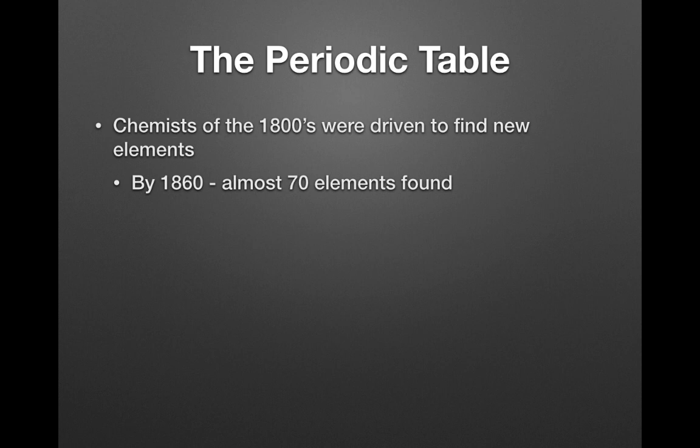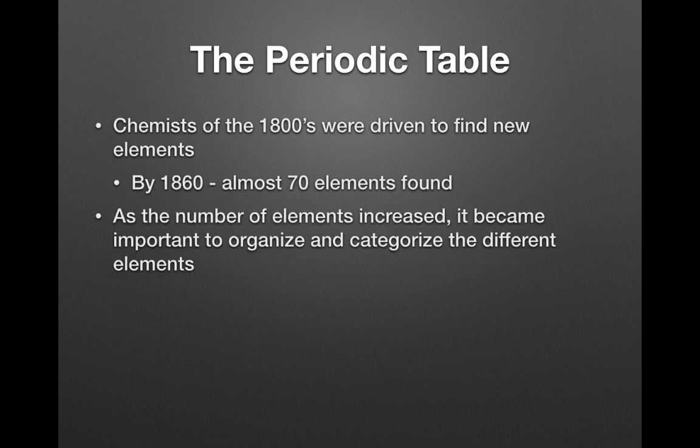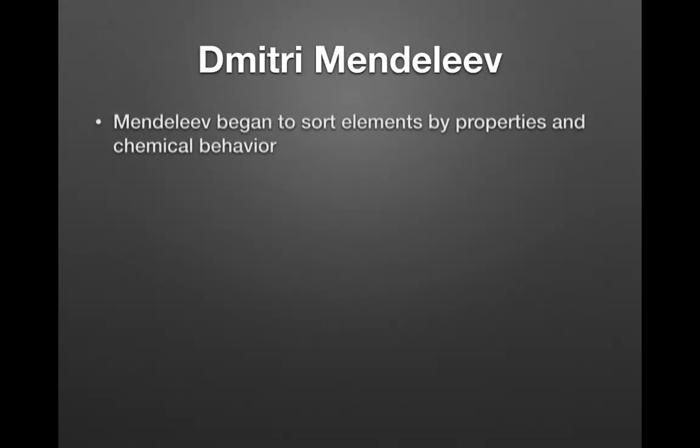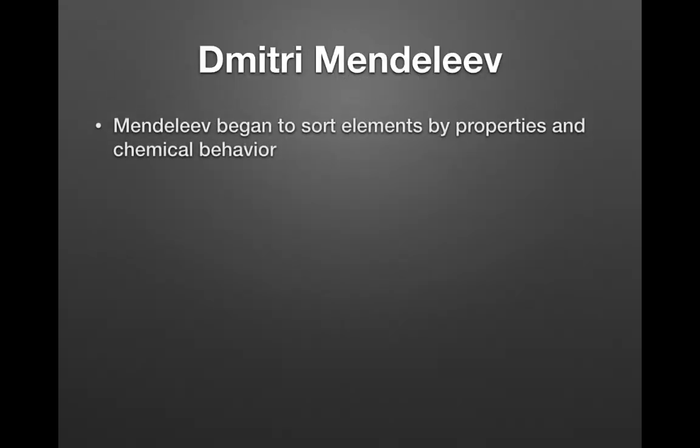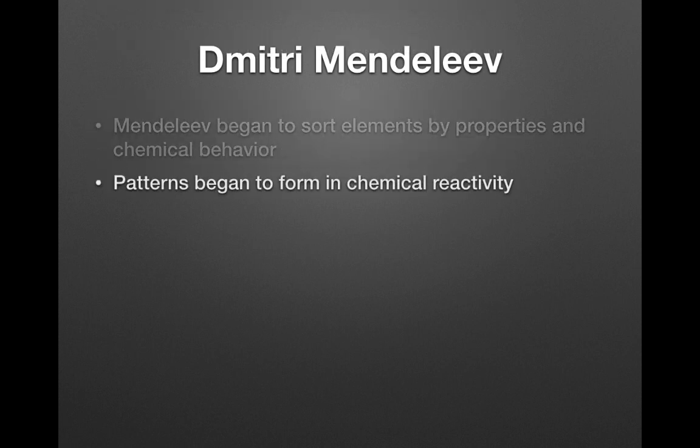And so now it became a bigger task to try to organize all of these elements and really categorize them both by chemical behavior and chemical properties. And a lot of different chemists looked at arranging them in particular ways, but the one whom we credit with the most successful endeavor here is a Russian gentleman by the name of Dmitri Mendeleev. He began to sort the elements by chemical properties and by chemical behaviors. And when he did this, he started seeing patterns that began to form in chemical reactivity.